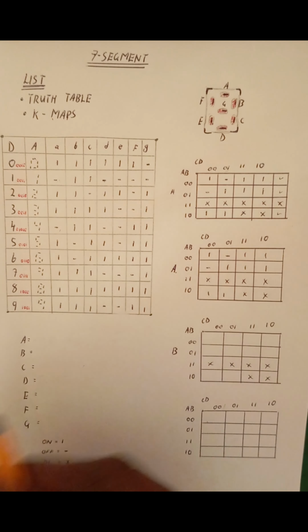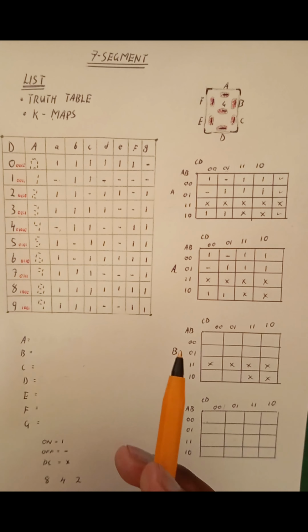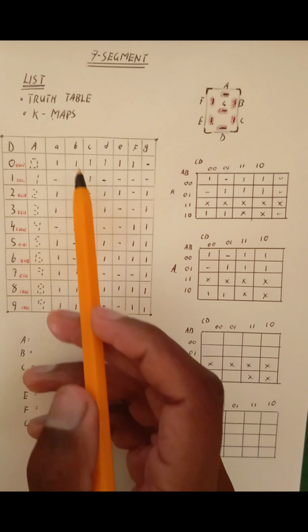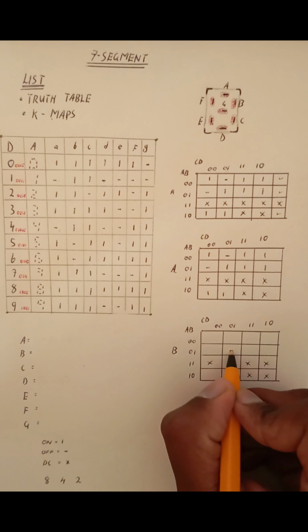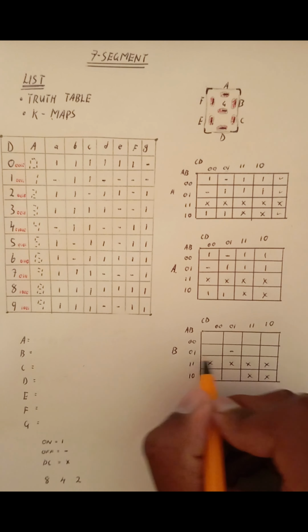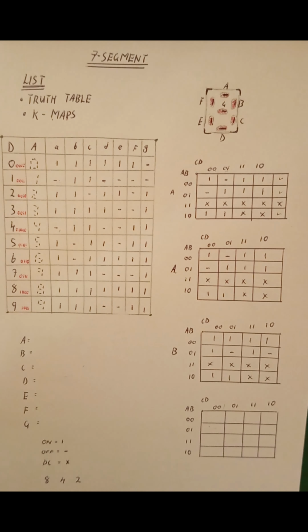When you have that, now we have to go to B. We do the same thing. We did the don't cares. Now we have to find the numbers that are off. So for B, it's 5 and 6. The number 5 is 0, 1, 0, 1. It's off. Number 6 is 0, 1, 1, 0. It's off. Everything else, it's on. This is very, very simple.